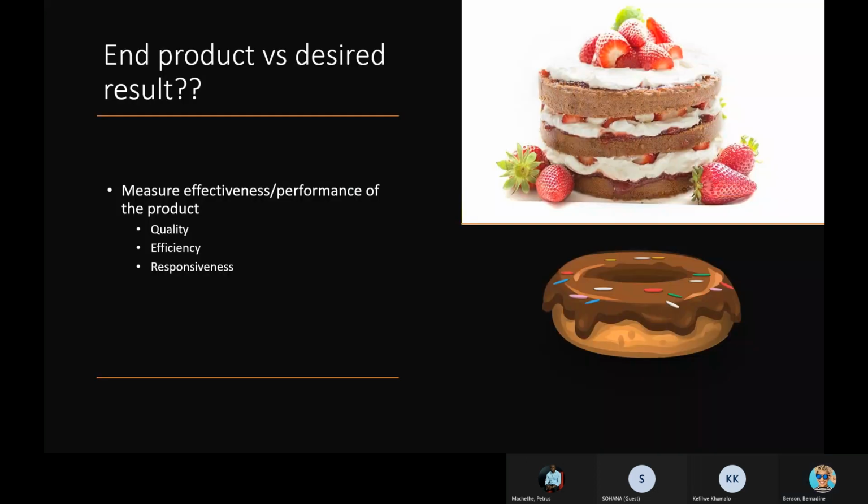But now, what if the client asked for a chocolate cake and I produce a donut? Then I'm responsible for that outcome because my output wasn't what he expected.